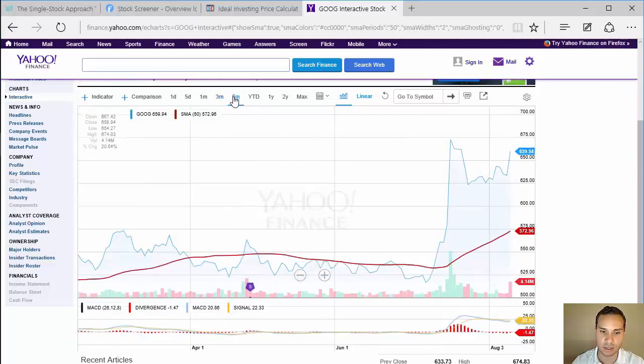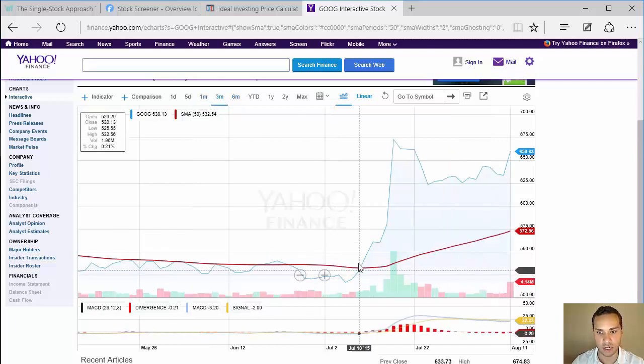Now I'm looking at the 3-month chart. You can look at a 6-month chart as well. I like 3 months because it's long enough to kind of smooth out any little spikes, and it's short enough to give me shorter term trends that I can trade and invest on.